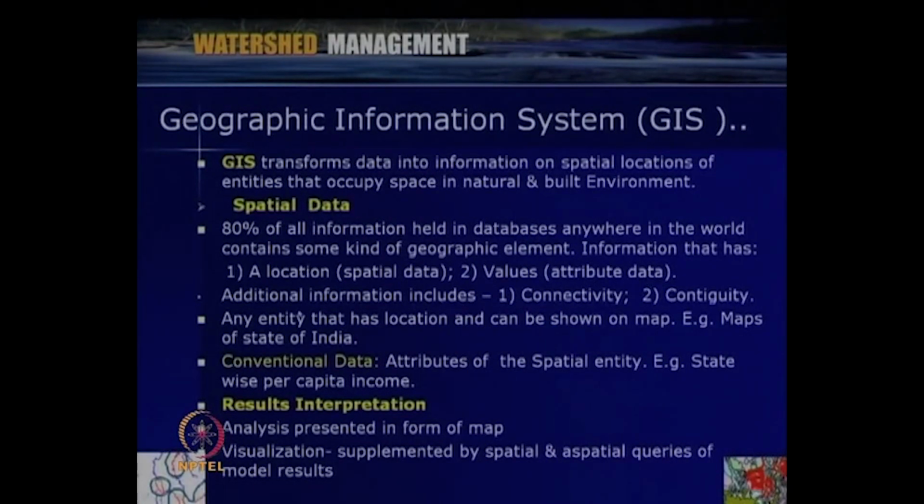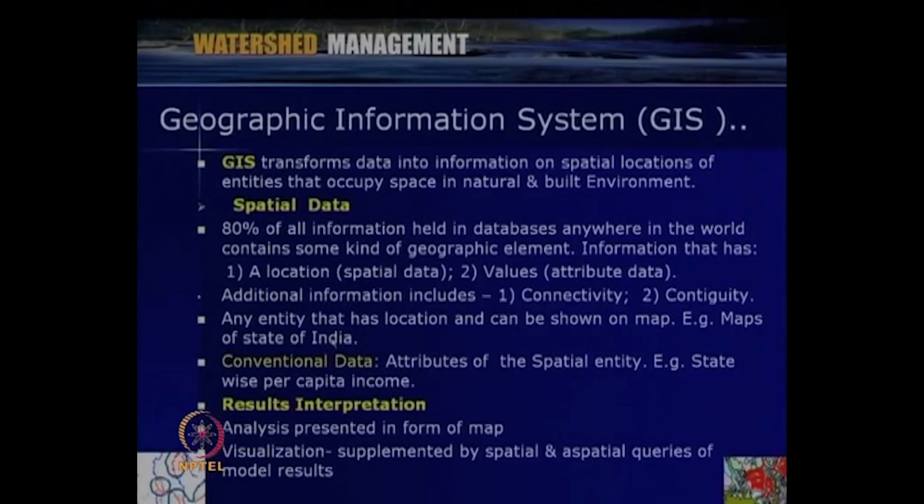Then we can also have additional information like connectivity. For example, from one place to another place, how we can connect, say through roads or through a channel network, or what kind of connectivity is possible. And then the second one is contiguity. That means how the continuous variation is taking place. So, that way GIS gives the information about any entity that has a location and can be shown on a map. So, that variation we can obtain.